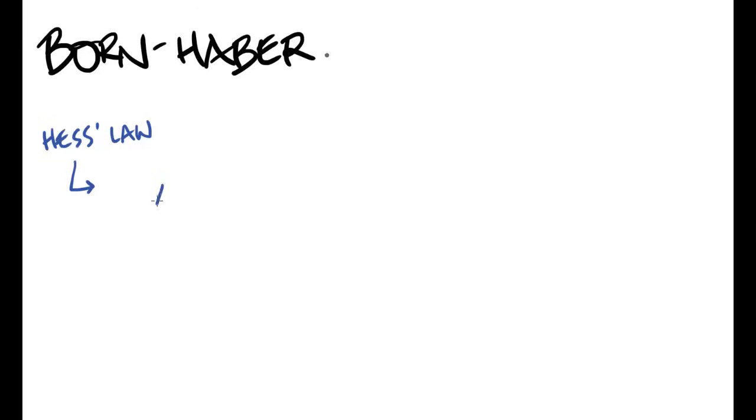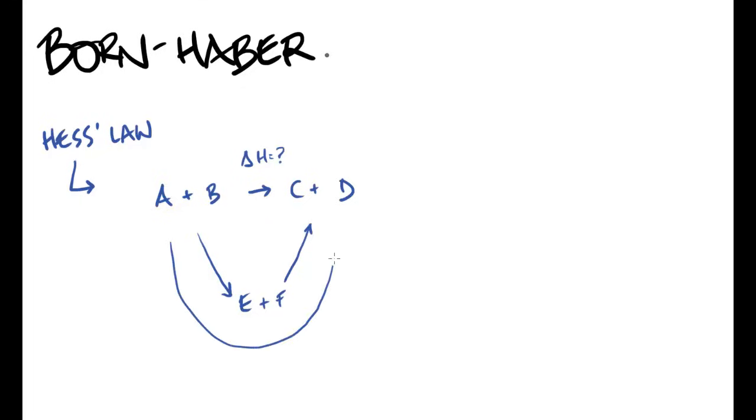It's easy to see as an example. If we imagine A plus B gives us C plus D, and we have an enthalpy change for that reaction, well, if we were to go via E and F, so we went from here to here, we would still find that the overall enthalpy change would be equal to this. So it would be the same as that. And this is what Hess's law means.